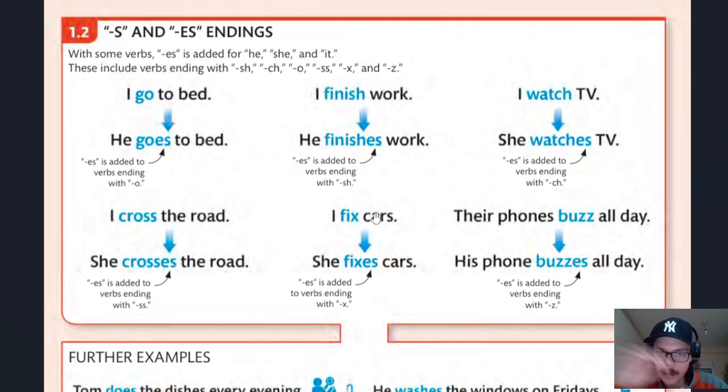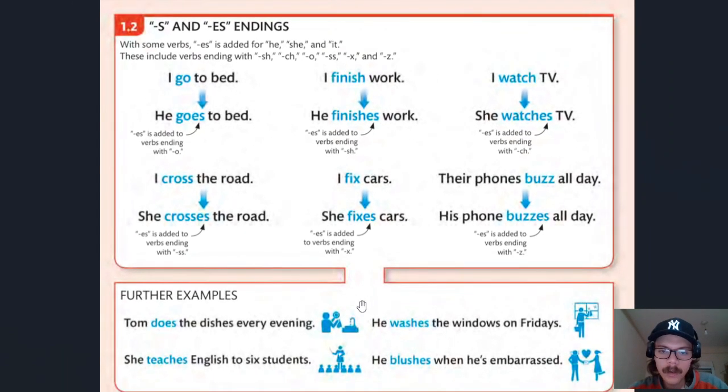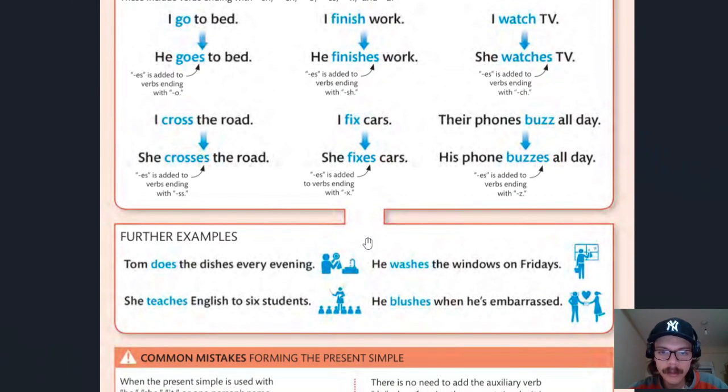Now, before we move on to the next page, there is an extra exception that is not mentioned here. It's not mentioned within the book, but it does affect, again, strictly the writing and not so much the pronunciation. And this is for verbs ending in the letter Y. Okay? Now, verbs that end in the letter Y can fall into two categories.